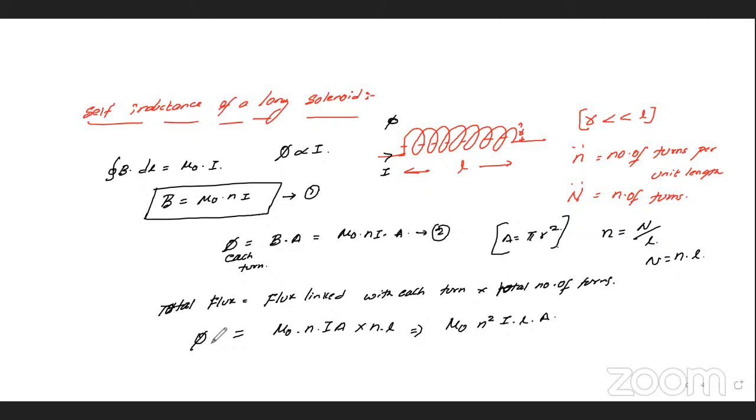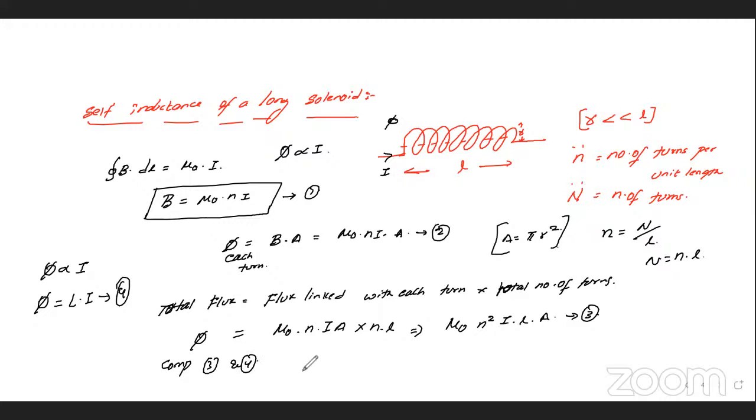We know the flux, and I'm going to compare this with the relation that flux phi is directly proportional to the current. That means the flux phi is equal to L into I, where L is nothing but the self-inductance. I'll take this one as the fourth relation and that one as the third relation. Comparing third and fourth.